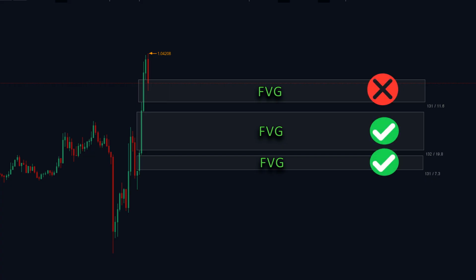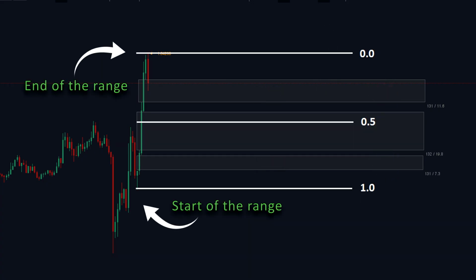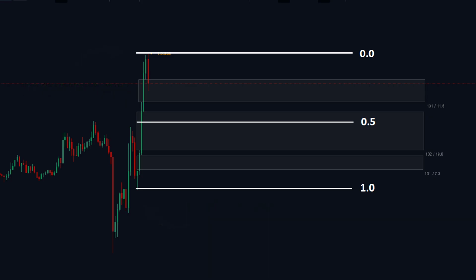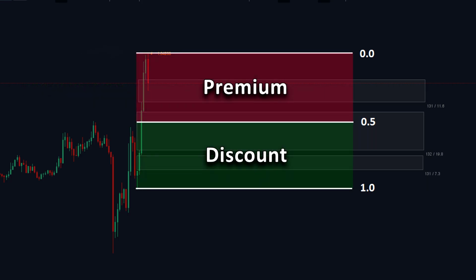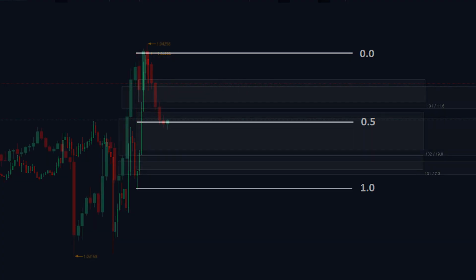However, we are only interested in two specific areas. But why not the first zone? If we apply the Fibonacci retracement tool from the beginning to the end of the latest impulsive move, we notice that the first FVG is located above the 50% retracement level, the premium side of the range. The other two FVGs, however, are positioned below the 50% level in the discount zone.